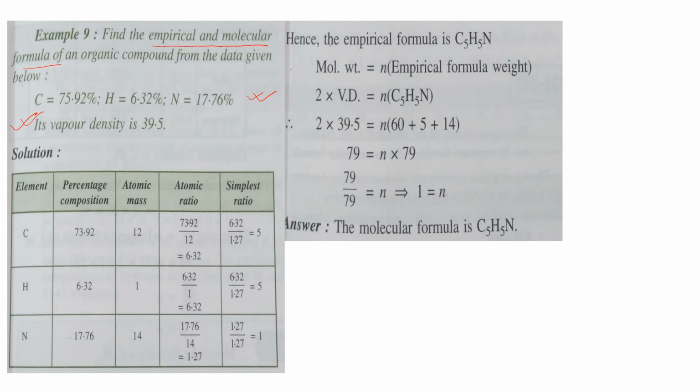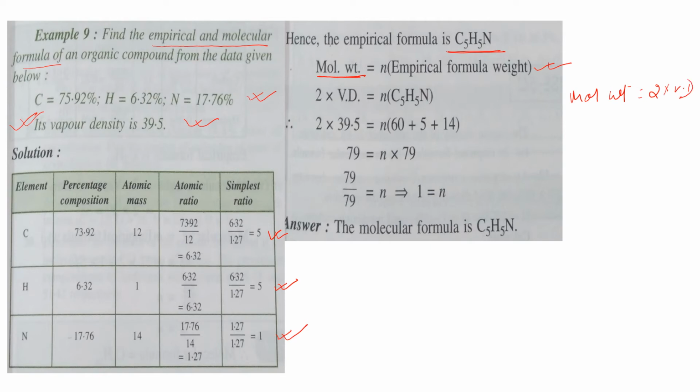So you are getting carbon as 5, hydrogen as 5 and nitrogen as 1. So from there the empirical formula you are getting is C5H5N. Now after getting the empirical formula, you know that molecular weight is equal to n into empirical formula weight. This formula you know. Now you don't know the molecular weight because it is not given here. In the previous question the molecular weight was given, but here vapor density is given. Now you know that molecular weight is equal to 2 into vapor density.